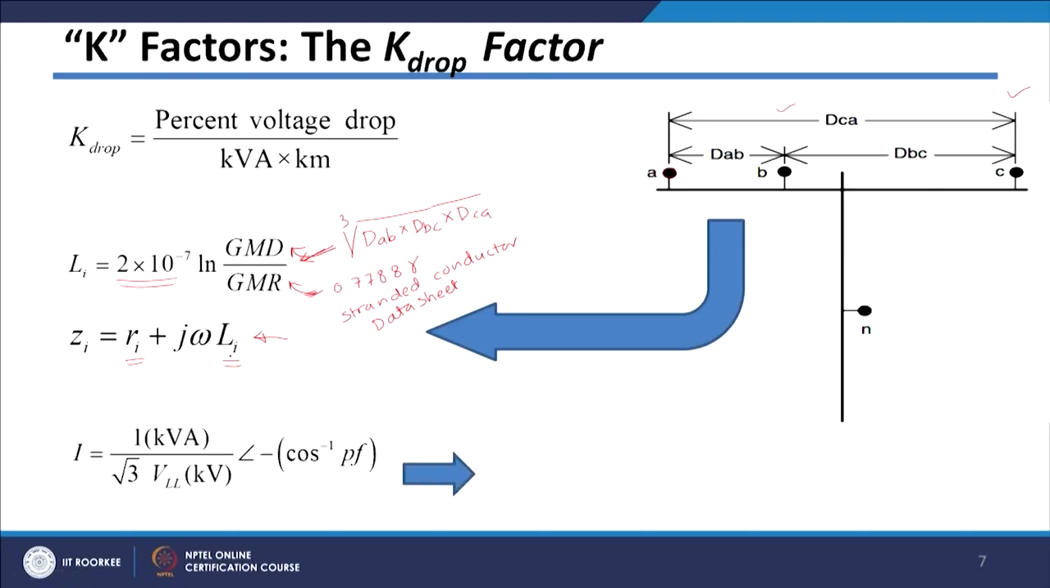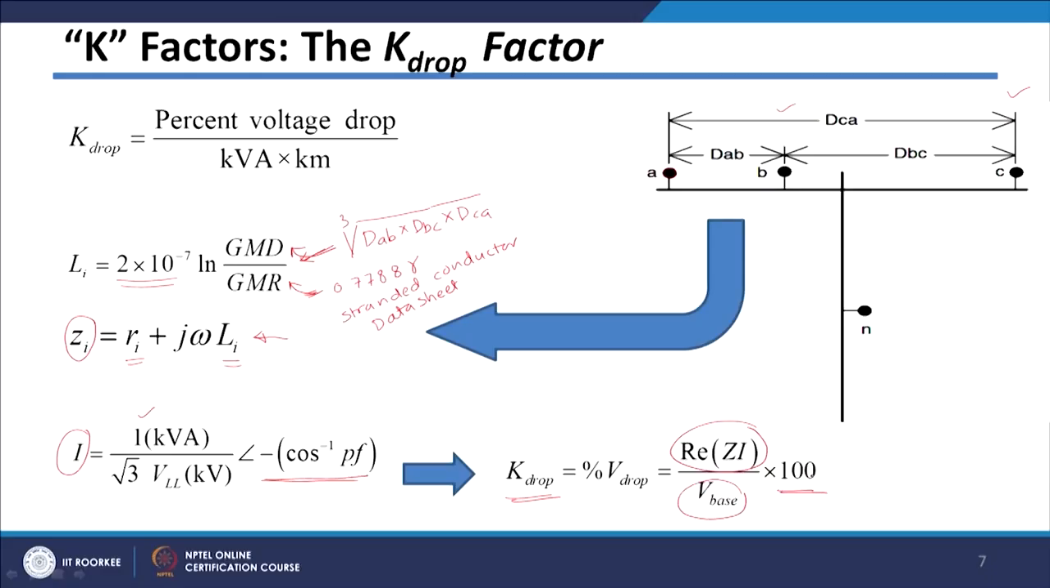Then we can calculate current for 1 kVA loading. So, current for 1 kVA loading will be 1 kVA divided by root 3 into line to line voltage, and its angle will be minus cos inverse of power factor. Therefore, once you get the current for 1 kVA load and impedance for 1 kilometer length feeder section, you can get the K drop factor, which will be real part of Z into I divided by V base multiplied by 100, which will be percent voltage drop for 1 kVA load and 1 kilometer length feeder.